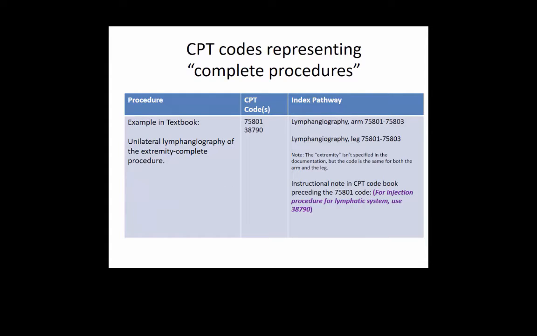So here are the two codes you would have to use for this procedure. The first thing I'm doing is showing you that the arm and the leg are the same codes for the lymphangiography. And then there's an instructional note in your CPT code book that's just before the 75801 code that says, for injection procedure for the lymphatic system, use 38790.